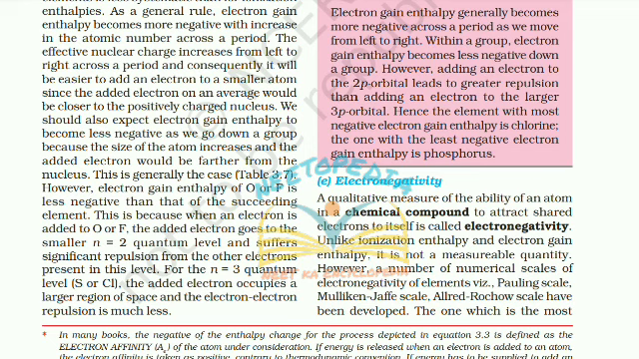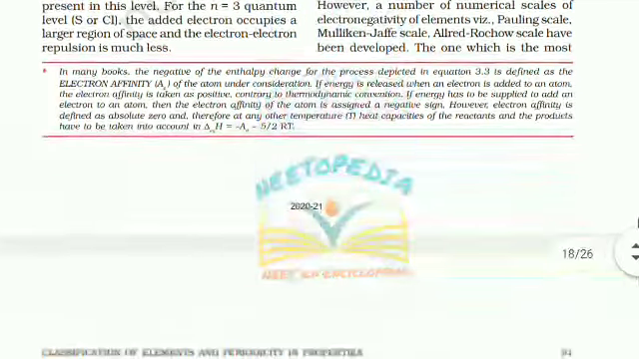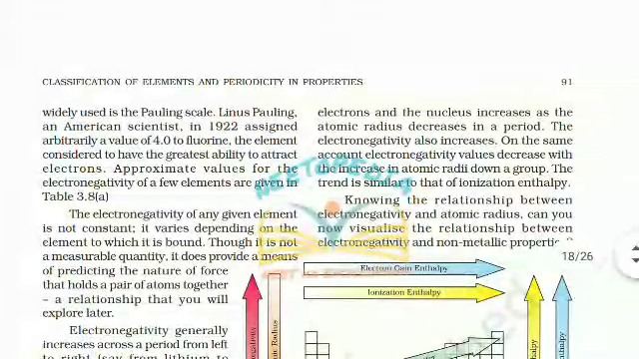Electronegativity. The qualitative measure of the ability of an atom in a chemical compound to attract a shared pair of electrons towards itself is called electronegativity. Unlike ionization enthalpy and electron gain enthalpy, it is not a measurable quantity. However, a number of numerical scales of electronegativity of elements, for example, Pauling scale, Mulliken-Jaffe scale, Allred-Rochow scale, have been developed. The one which is most widely used is the Pauling scale.